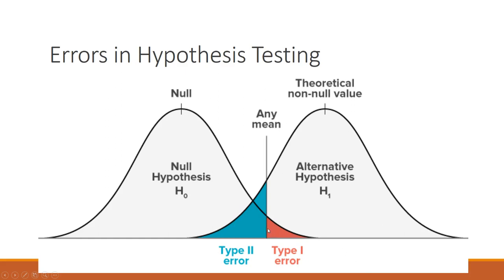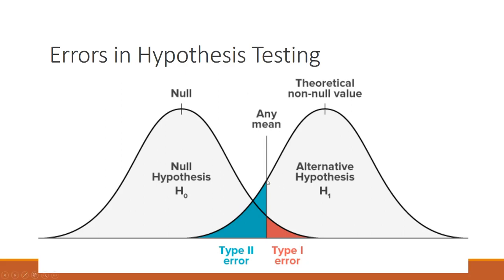Now, if we wanted to reduce the type 1 error, we would set our critical value farther to the right, and that would reduce the probability of committing a type 1 error. But now, what is the probability of committing a type 2 error? Remember, a type 2 error is when we fail to reject the null when in fact the null is false, or the alternative hypothesis is true. So let's think about that.